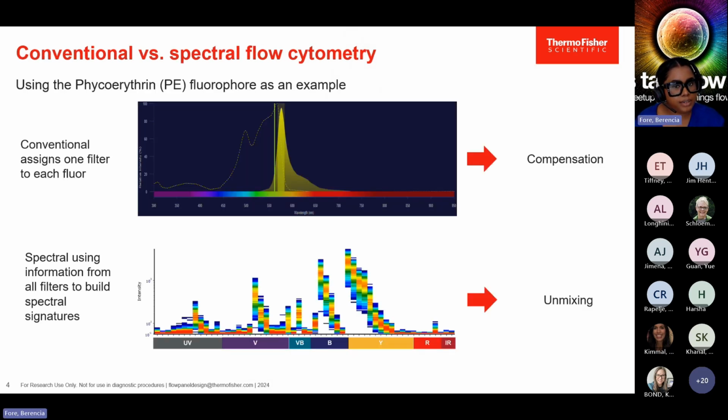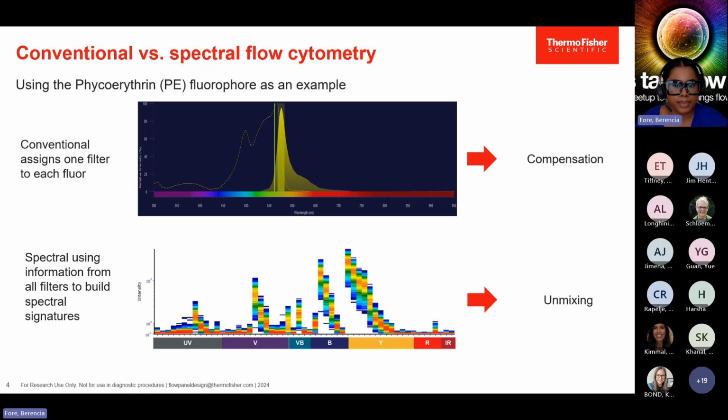And so to continue this comparison, at the top of this slide, this is an image of PE from our spectral viewer showing its excitation in the dotted line and emission wavelength, the shaded yellow. The vertical line that's highlighted here is representing the bandpass filter that's capturing a specific range of that PE fluorescence. So that's the bandpass filter I was referring to in conventional flow, only focusing on that narrow range and isolating a portion of the emitted light.